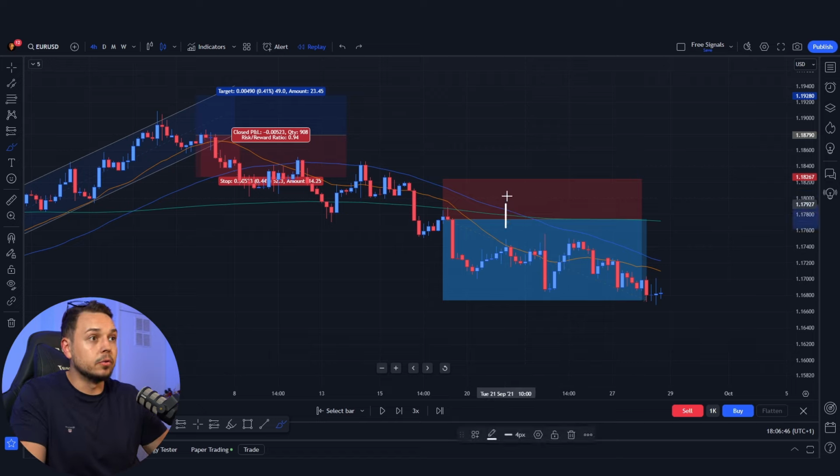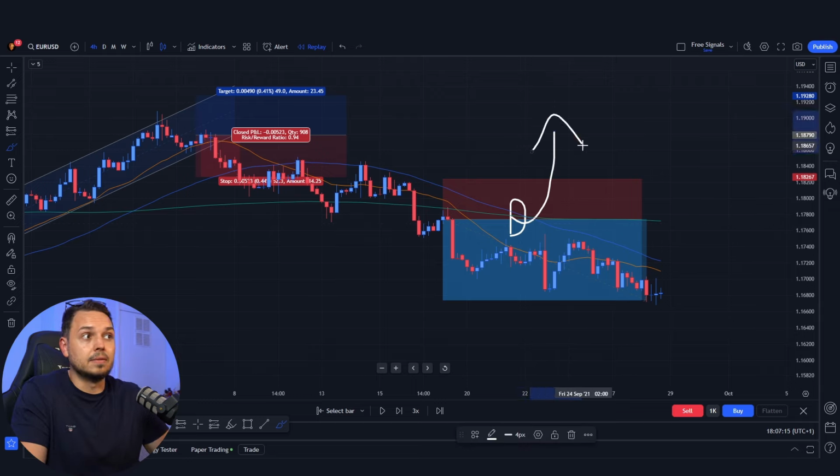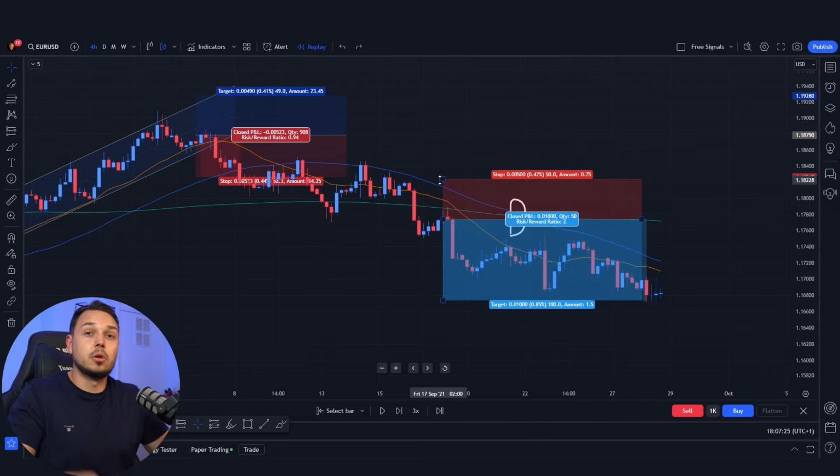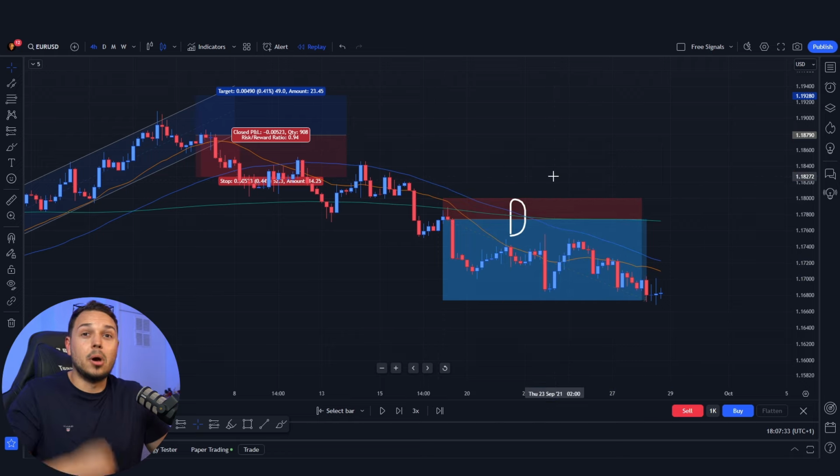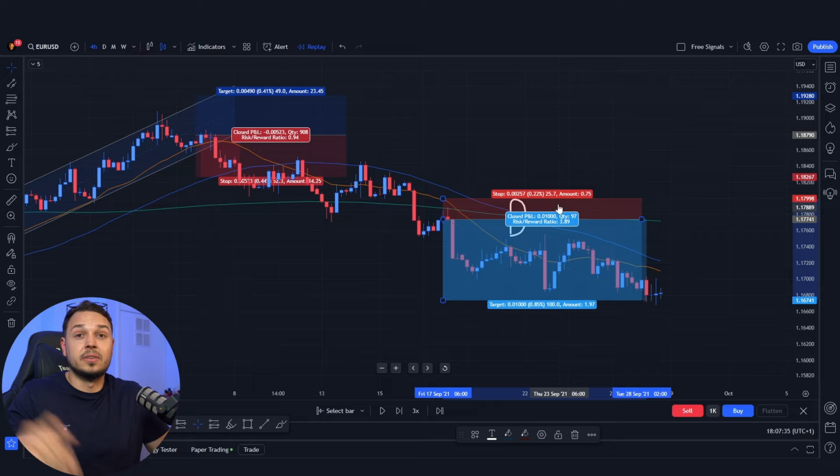However, if it continues dropping down and actually closes, let's say on the 4-hour time frame, above all of the moving averages, it could mean that the market is actually coming towards the upside. So even though your initial stop loss was 50 pips, you can mitigate the risk by half, let's say 25 pips, if it closes just above all of the moving averages.